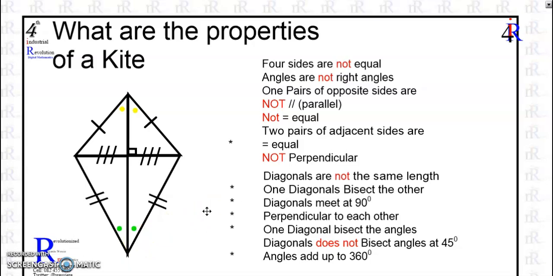The angles still add up to 360 degrees as we have a quadrilateral, 4 vertices. Therefore, it will add up to 360 degrees. In brief, let us quickly recap. So we've got two pairs of adjacent sides that are equal, one diagonal that bisects the other diagonal, the diagonals meeting each other at 90 degrees, the one diagonal bisecting two of the angles.